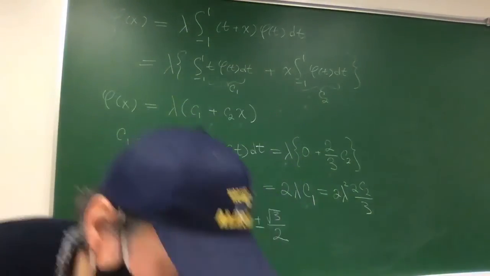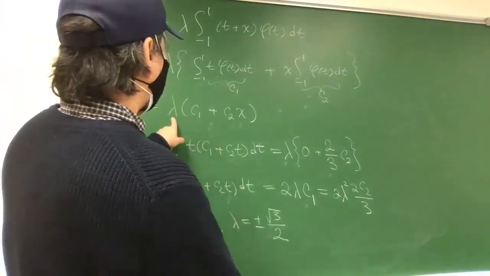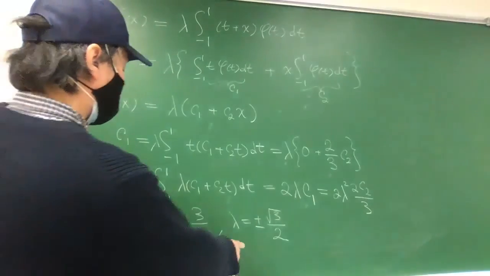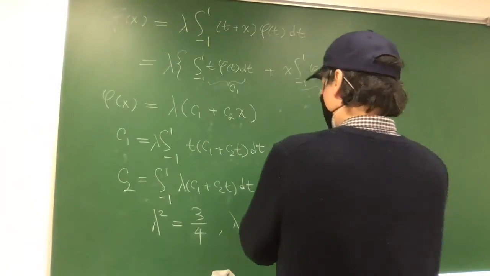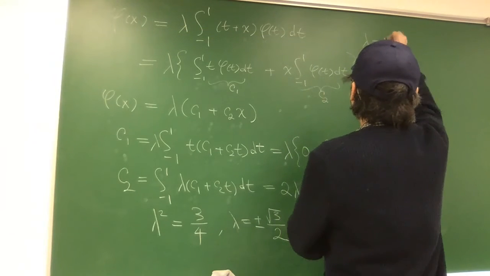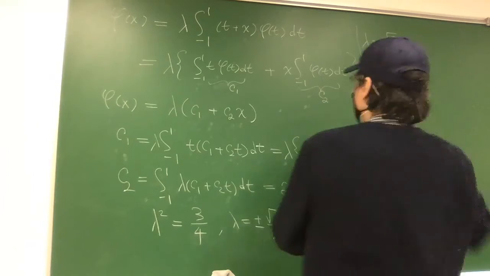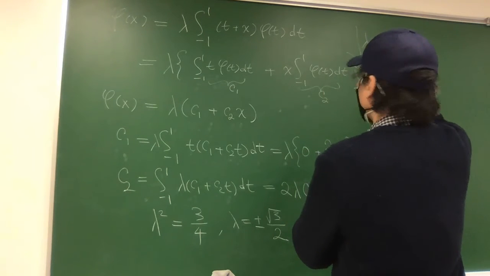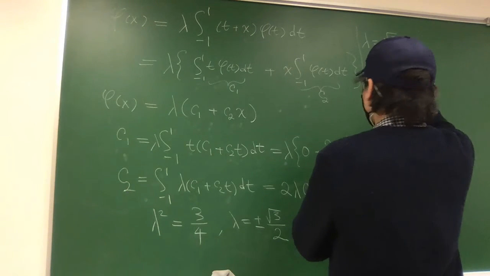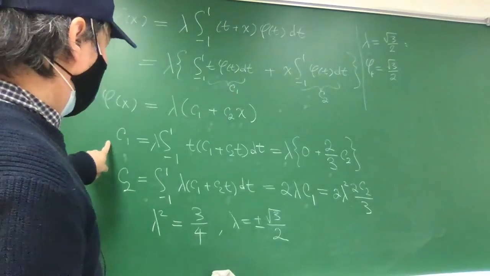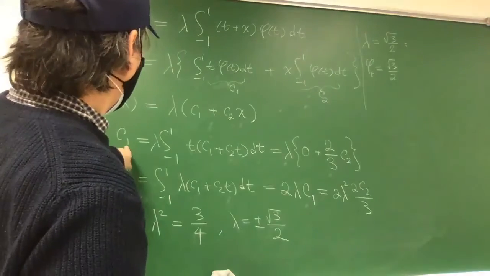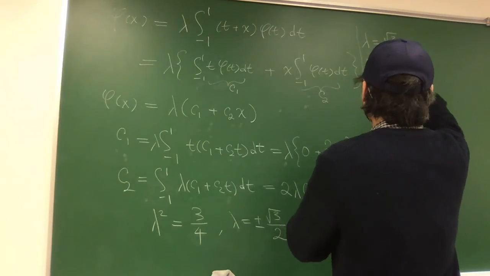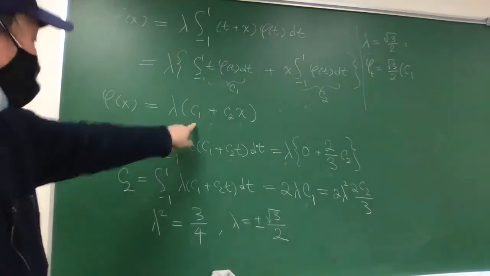All right, so now you have two eigenvalues, and so you have two eigenfunctions. You all know how to do it once you have that. So just for completeness, for lambda equals square root of 3 over 2, call this phi plus. So phi plus is 2 square root of 3 over 2 times C1, up to a constant C1. This is C sub 1, and then C sub 2.